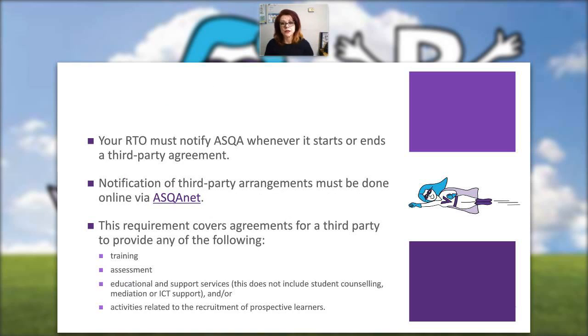So you need to log into ASQAnet, and you can set up your own login to be able to do that. This requirement covers agreements for a third party to provide any of the following: training and/or assessment, as stated earlier, and educational and support services. But this doesn't include student counselling, mediation, IT support, or anybody who is recruiting on behalf of your RTO. Those are who you should notify ASQA about, so anybody doing any of those.